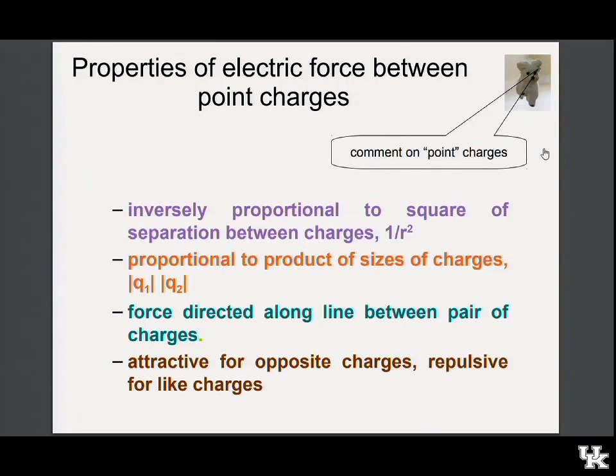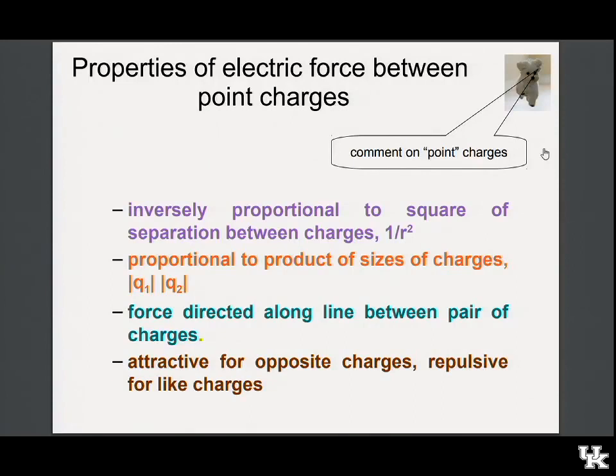Second point. The strength of the force, the size of the force, is in proportion to a product of the values of the two charges. So if one or other charge is larger, then you get a correspondingly larger force. If one or other of the charges were smaller, you get a correspondingly smaller force. So it's the product of the sizes of the two charges that determines the strength of the force.